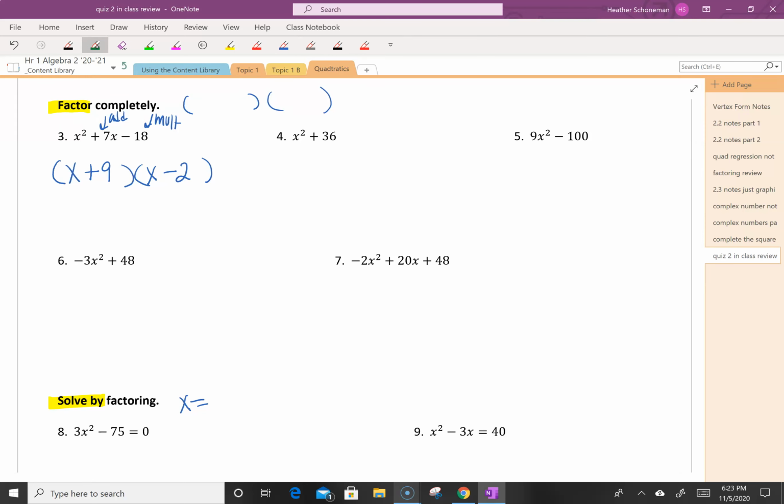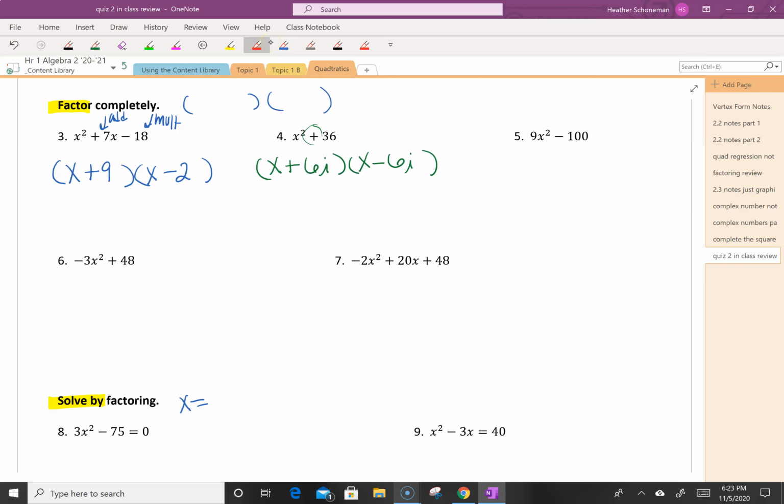On the second one, or number 4, it's a binomial. I can take the square root of both. So I'm going to go straight to my 2 parentheses. The square root of x squared is x. The square root of 36 is 6. One's a plus and one's a minus. Because this middle term was a plus, I need to add an i. Now look what happens on number 5.